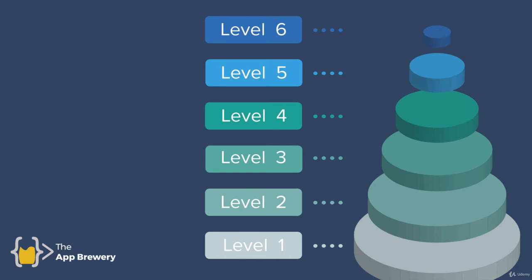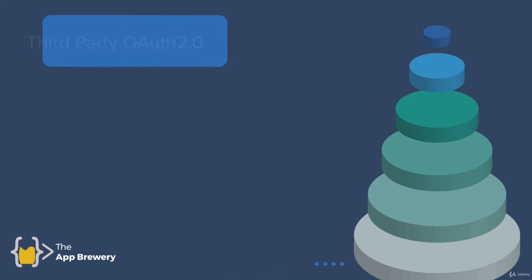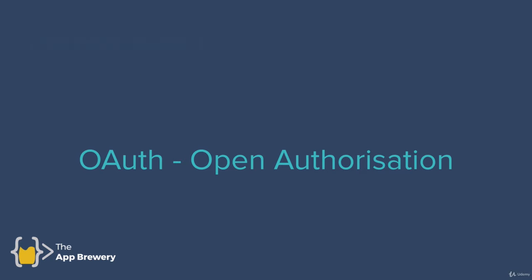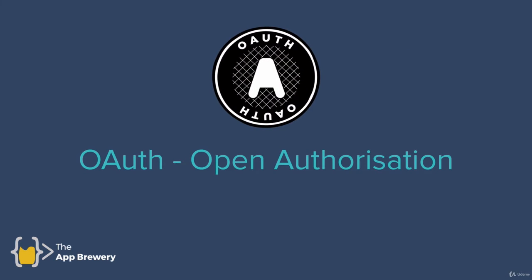All right, it's time to level up yet again, and we're now on level 6. And on this last level, we're going to talk about third-party OAuth. Now, what exactly is OAuth? You might have heard of this term, but all it is, it's simply an open standard for token-based authorization. Now, what did all of that mean?